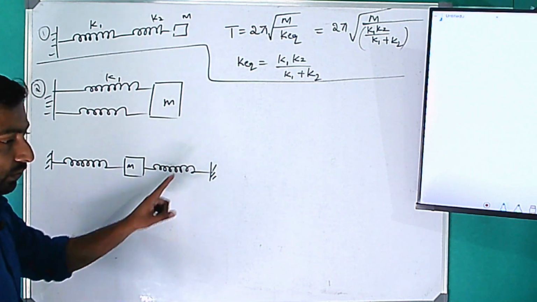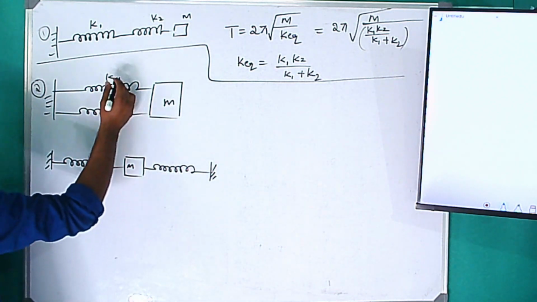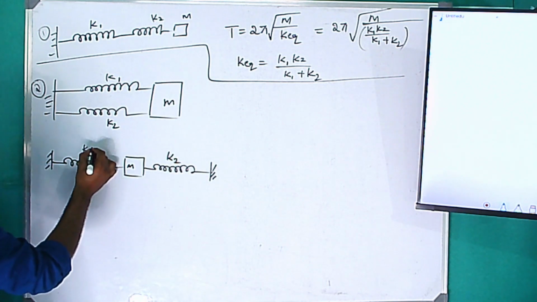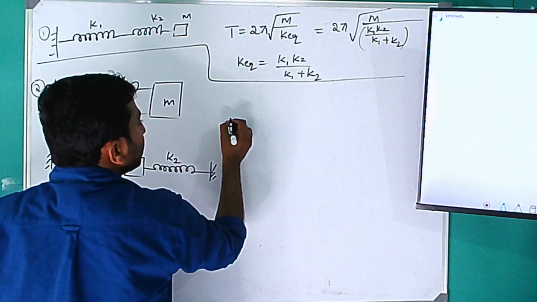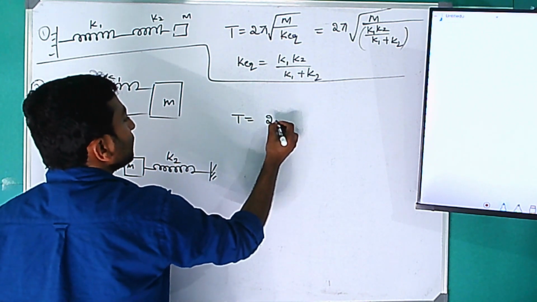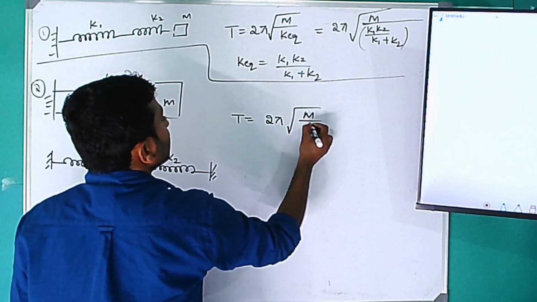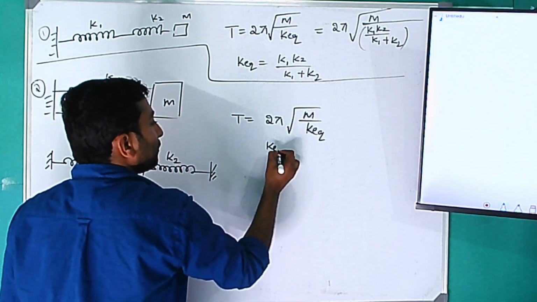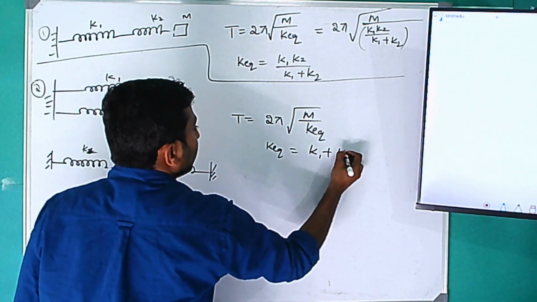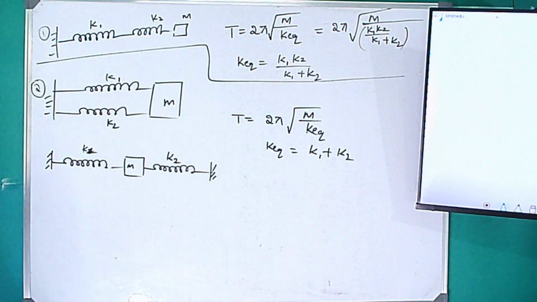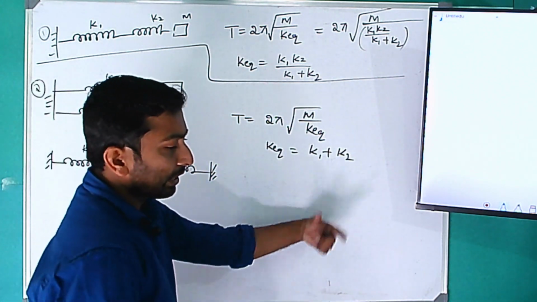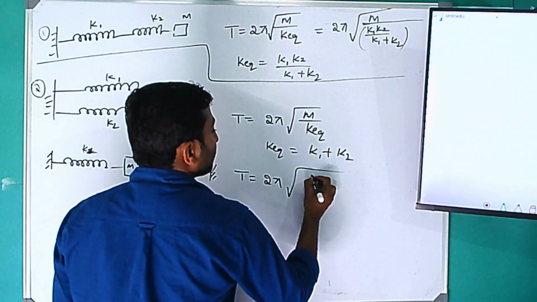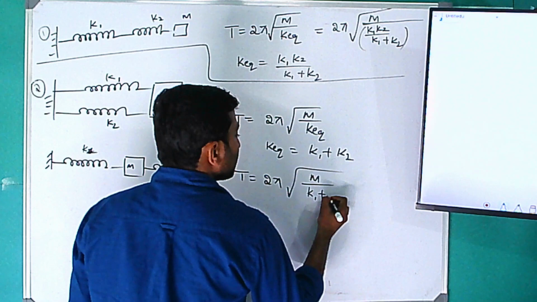Then the time period of these kind of system, let us assume k1 and k2 are the spring constants of spring 1 and 2 respectively as shown in the figure, then the time period of this kind of system is T is equal to 2 pi square root of m divided by k equivalent. What is k equivalent in this case? K equivalent is equal to k1 plus k2. When springs are connected in parallel, the k equivalent is equal to k1 plus k2. Then time period is equal to 2 pi square root of m divided by k1 plus k2.